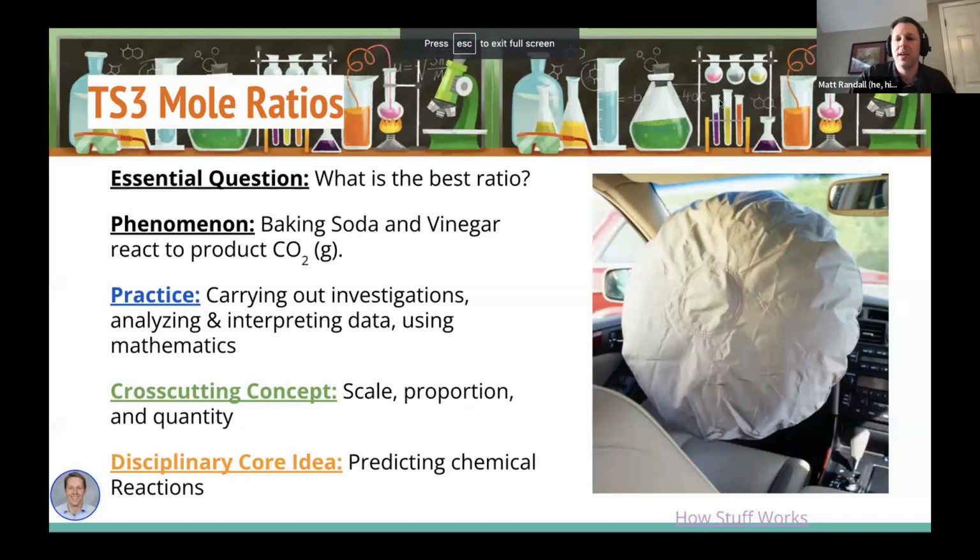Okay. So task set 3 is about mole ratios. Our essential question is, what's the best ratio? The phenomenon we're using is baking soda and vinegar, so something pretty common. And it's also cool how it connects again to the airbag, that there's a gas, CO2, that's produced. This could be a way of filling a bag. It's not what's used in real airbags, so just kind of the connection to that.